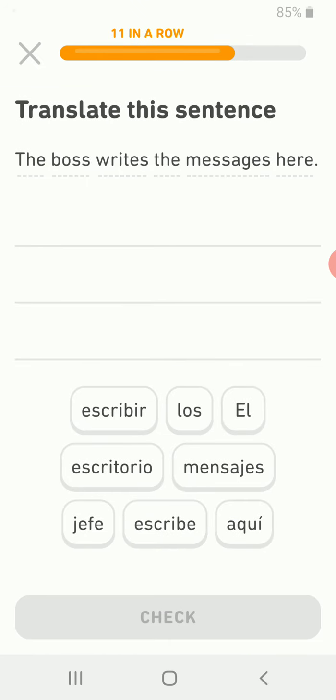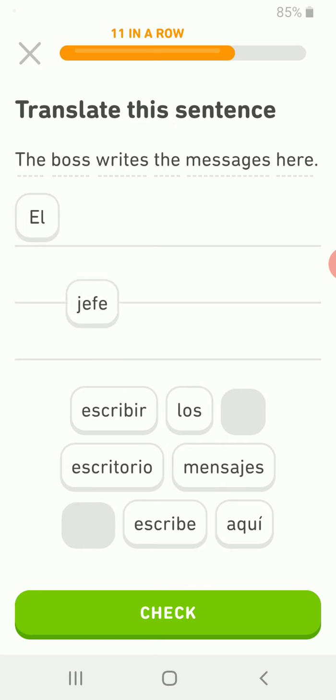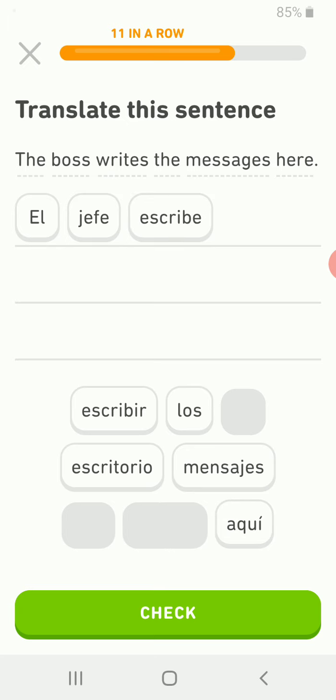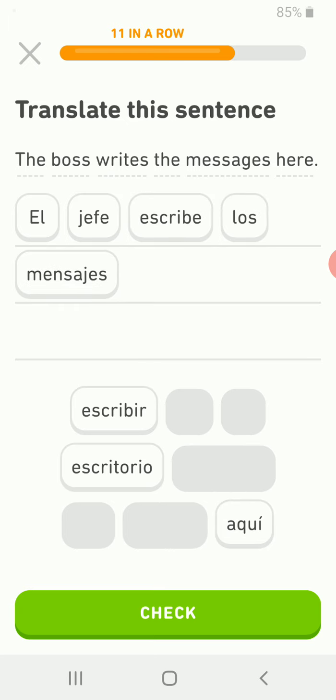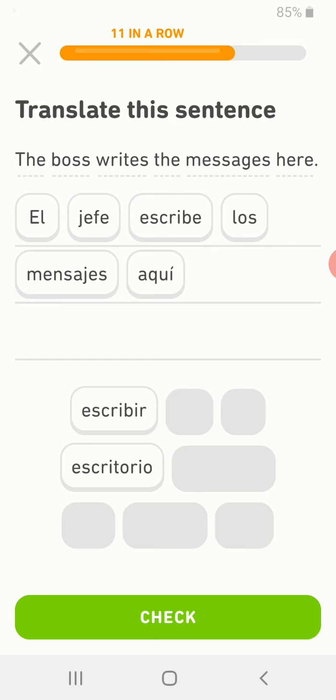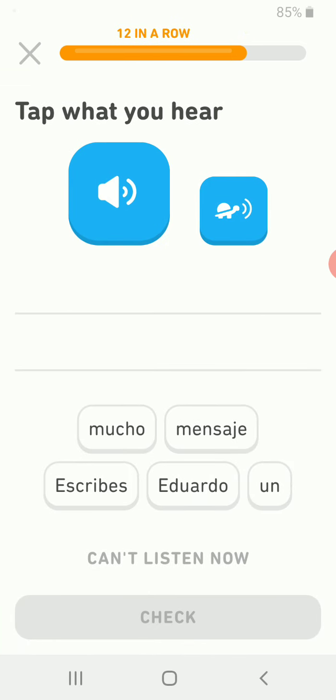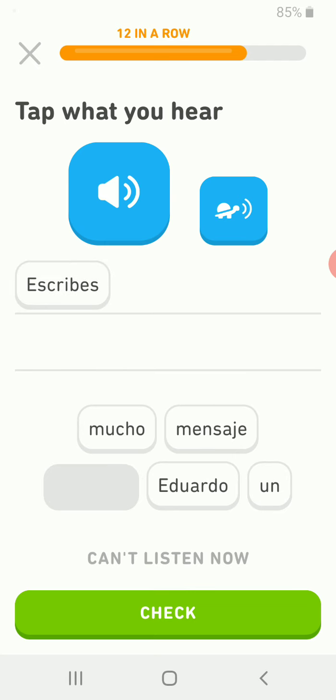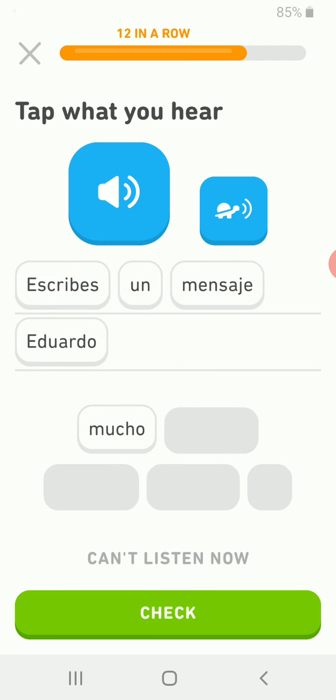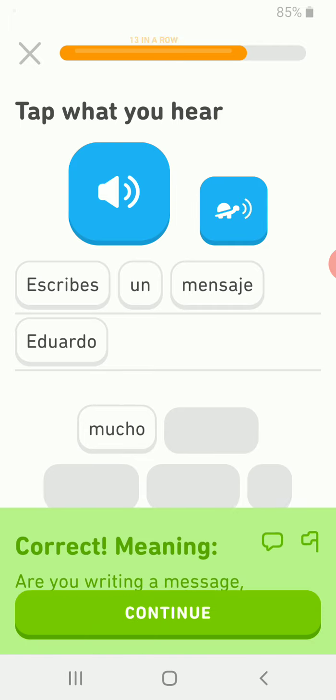And the boss writes the messages here. The boss is el jefe. Escribe los mensajes aquí. Here. Escribes un mensaje, Eduardo. So, when you're writing a message, Eduardo.